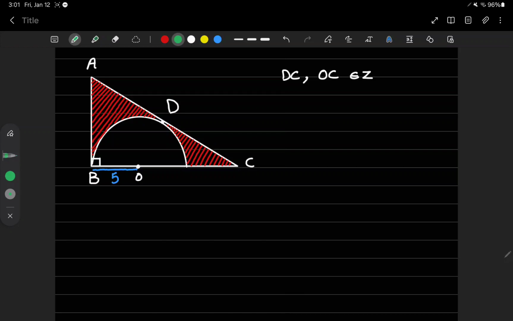So we have this right triangle. The angle here is 90 degrees and we are going to calculate the area, the red area here. Okay, just the red area.